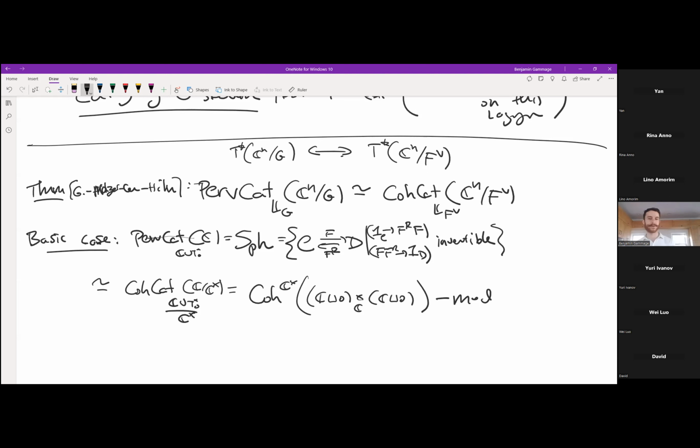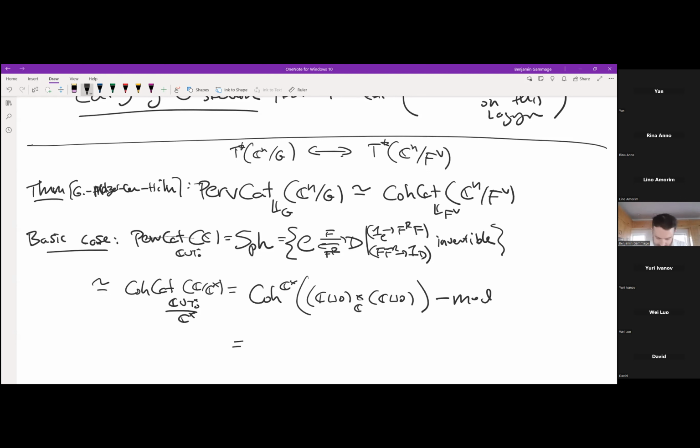So this two category is modules over this monoidal category. The point that I would like to make here is that ultimately on the B side, when we're in a cotangent bundle, we're studying these convolution monoidal categories that are very familiar from geometric representation theory.